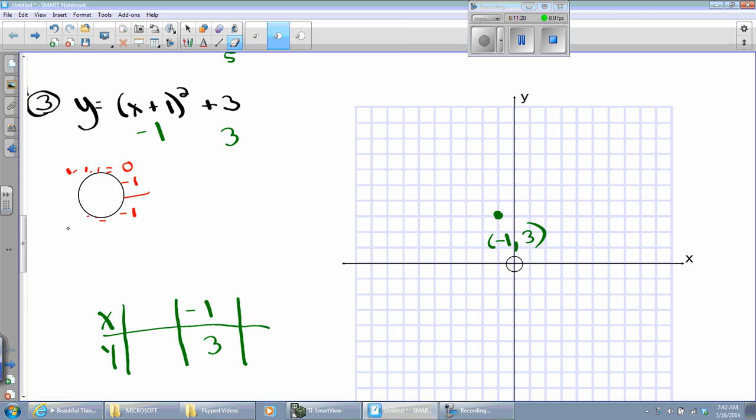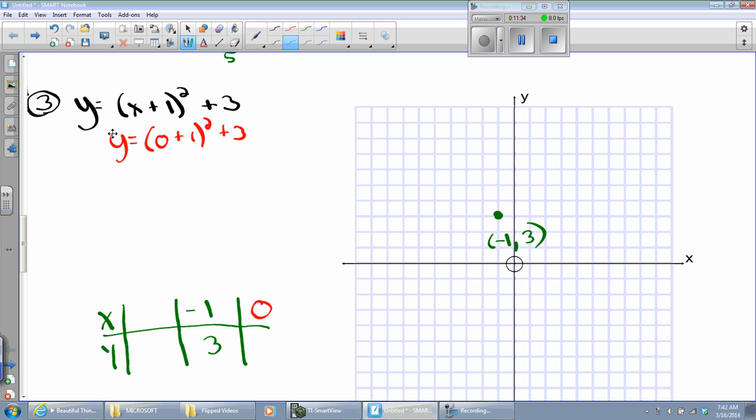Now, once you know the vertex, you still have to go to the input-output table. But, you know, I can plug 0 in. Okay, and so this will be y equals quantity of 0 plus 1 squared plus 3, which will be 1 plus 3, which is 4. So 0, 4 is on my parabola. And now I can go to -2, same distance on the other side, and I'll get 4 again. And I don't have to worry about doing any difficult math. Working smart, not hard.